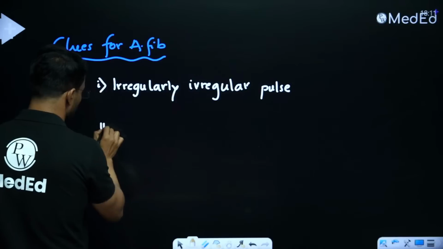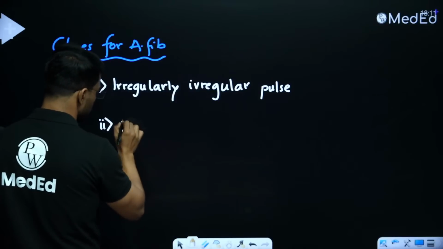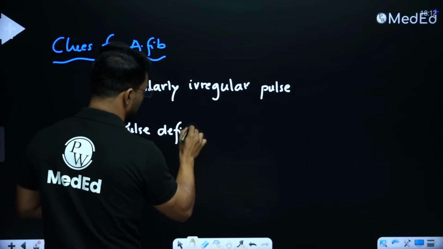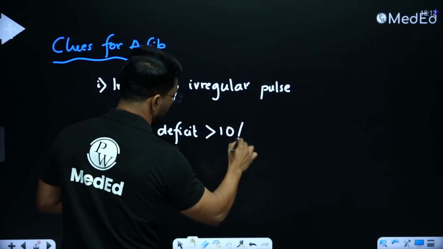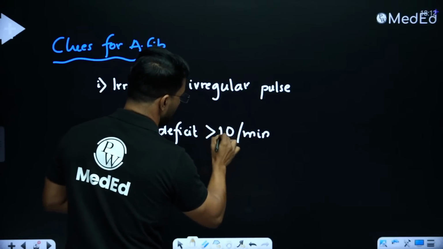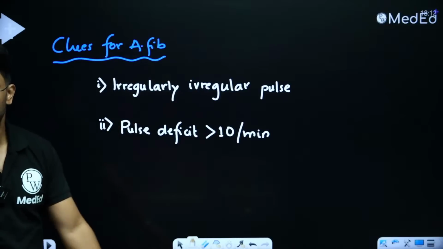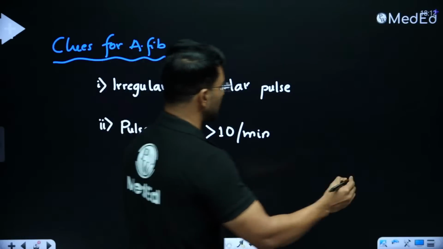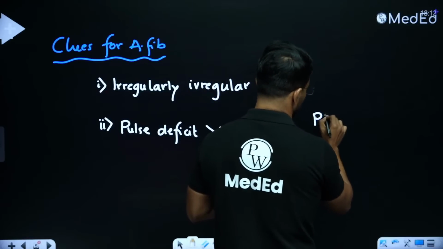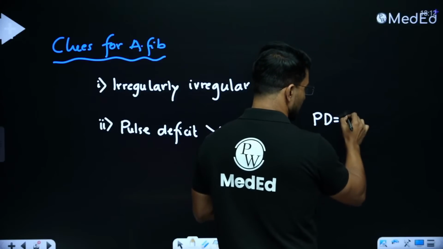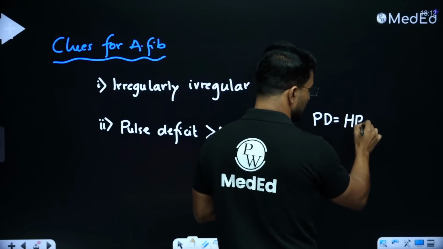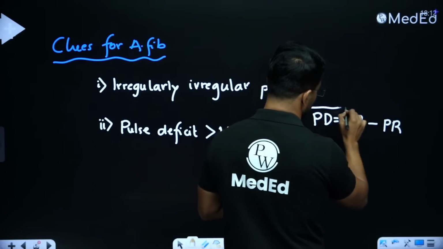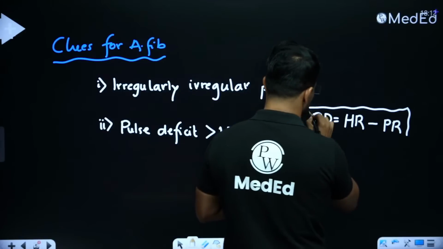And the second clue for atrial fibrillation is pulse deficit more than 10 per minute. Now can anybody tell me what do I mean by pulse deficit? So please remember, pulse deficit is the difference between simultaneously measured heart rate and pulse rate.